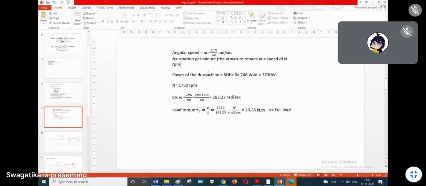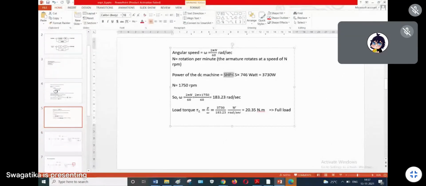So the power of the DC machine is 5 HP, already given. That will be 5 into 746 watt, that is 3730 watt, right? And the speed already mentioned is n equal to 1750 RPM in the specification box. Now by using these values, you can find the angular speed, that is 2 pi n divided by 60. 2 pi into 1750 divided by 60 is 183.23 radian per second.